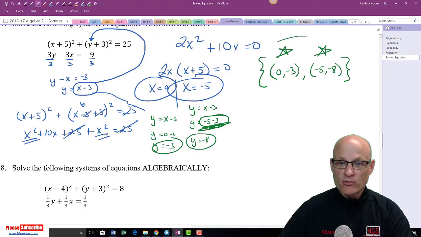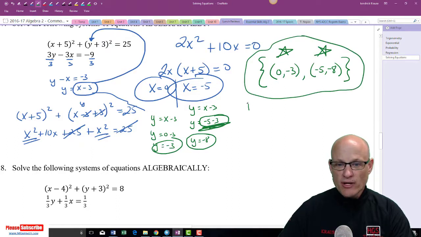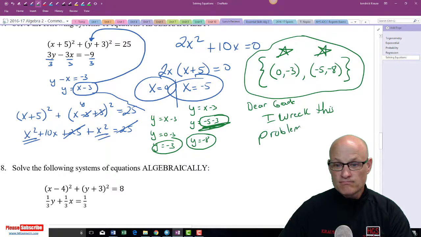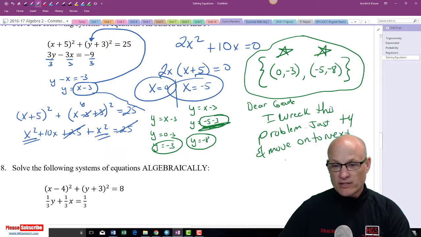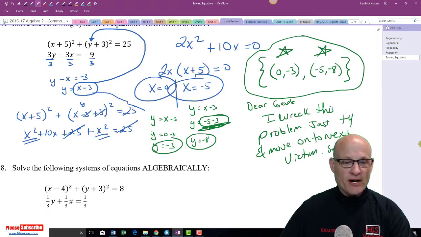Write my grader a note. Dear grader, I wrecked this problem. Just put +4, and move on to the next loser. How about next victim? The next victim. Sincerely, me. Come on, have a little fun.